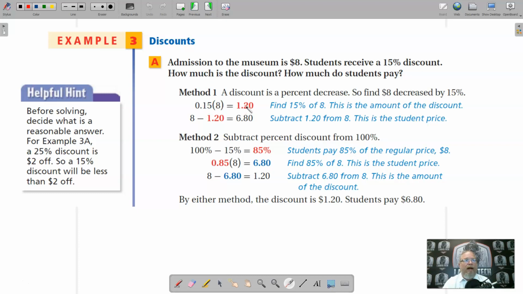So now we're going to subtract the amount of the discount. It says, how much is the discount? The discount is $1.20. Subtract that from the original price, $8. 8 minus $1.20 is $6.80. So the cost would be $6.80.